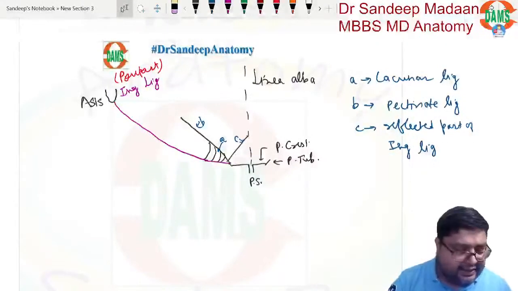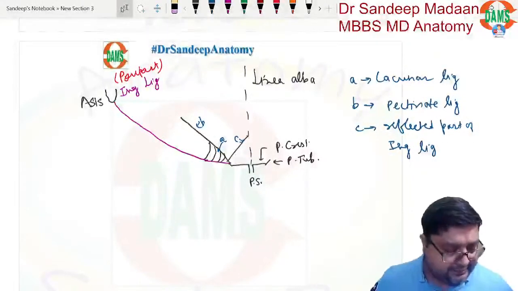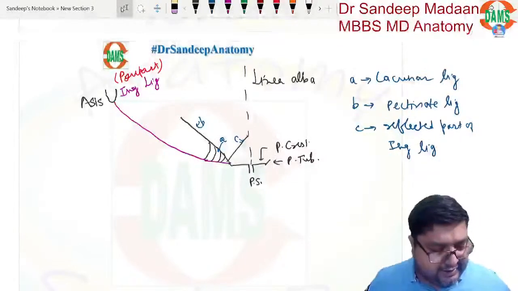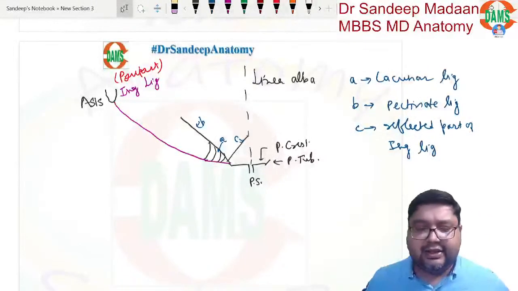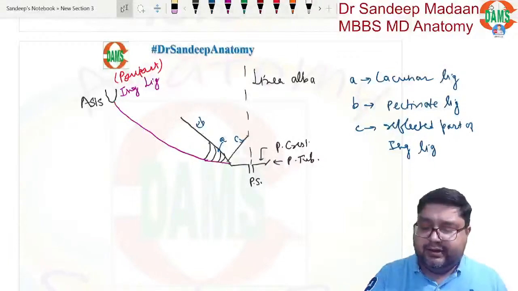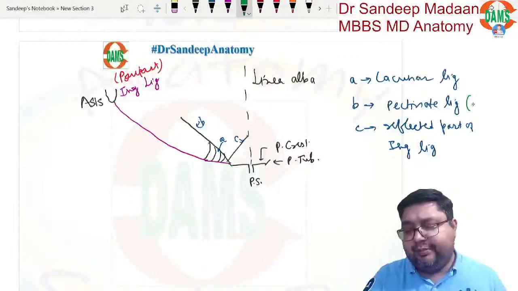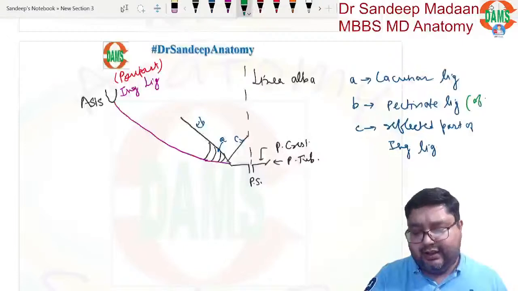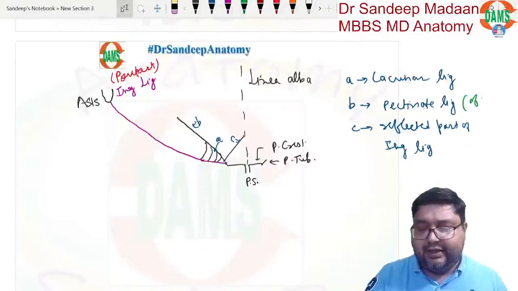Yes, in a way that is true, Harshit. You can say that. That pectinate ligament, the complete name is the ligament of Cooper. This is called the pectinate ligament of Cooper.